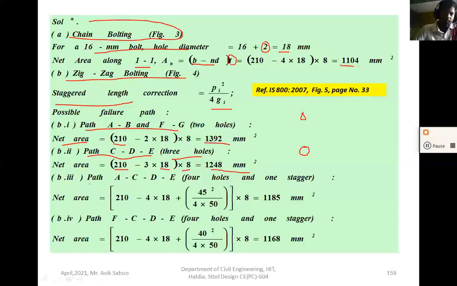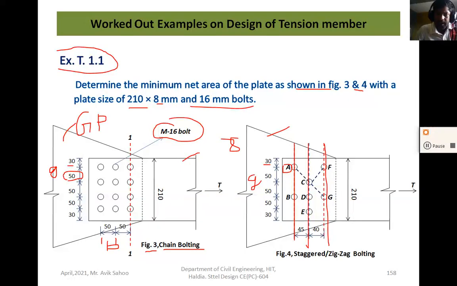Next, another possible failure path ACDE, 4 bolts and 1 stagger. Along this line A, C, D, E the failure may occur. The plate may rupture and tear out along this line. This failure path has 4 bolt holes, 1, 2, 3, 4, and 1 stagger.